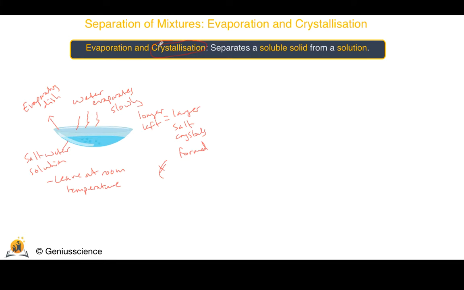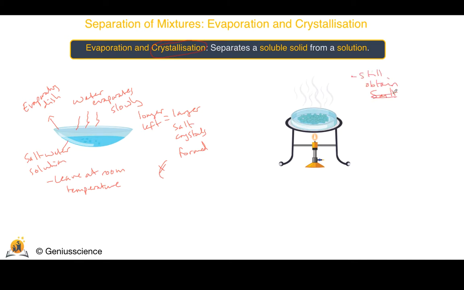The alternative to leaving your salt solution at room temperature for the water to evaporate is to cause the water to evaporate at a much faster rate using a Bunsen burner. Using this alternative method, you would still obtain salt. However, the crystals will be much smaller, or they may just simply be grains.